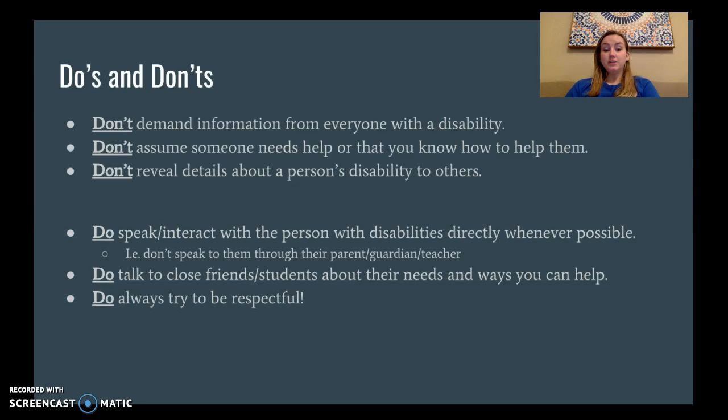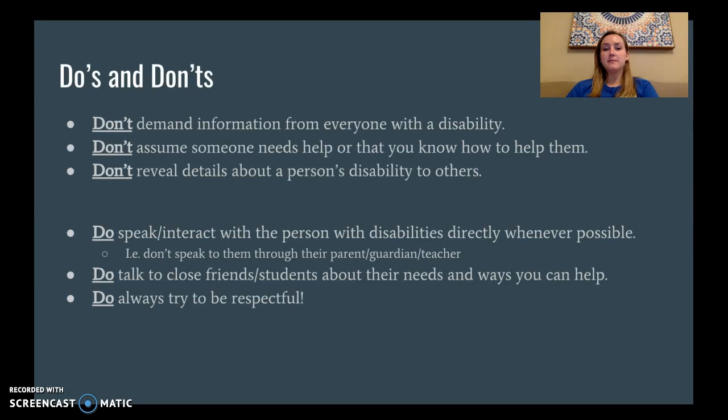What we do want to do is speak and interact with people with disabilities directly whenever possible. What this means is if you're talking to a student with a disability and their parent, and the student is able to communicate with you, then talk to the student. If you would talk to any of your other students instead of their parents, then talk to that student as well.